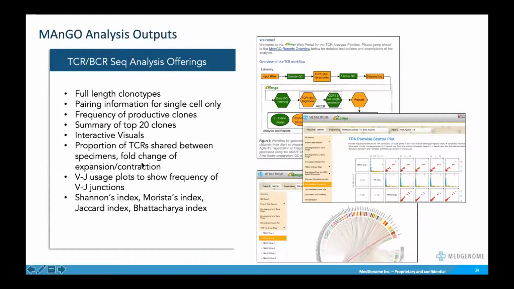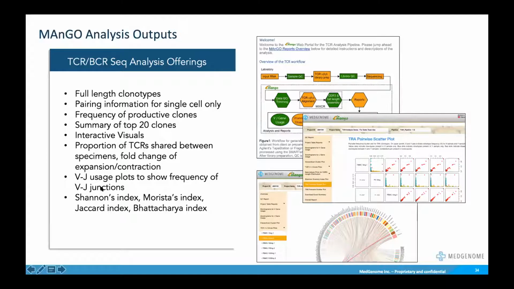In terms of the analysis outputs that we provide for TCR or BCR sequencing, there is a whole slew of data and reports, including information on the clonotypes: full length, partial, productive. For single cell data, we provide information on the number of successfully paired antibodies, the frequency of the productive clones, and also summary statistics on the top clones. We look at sharing of clonotypes between samples, qualitative sharing of clonotypes, and quantitative analyses of the clonotypes as well.